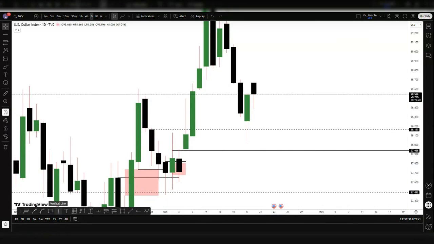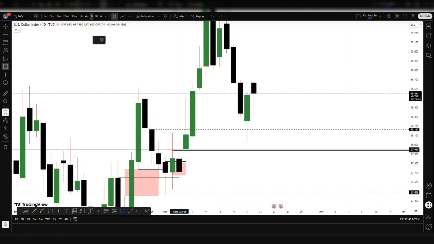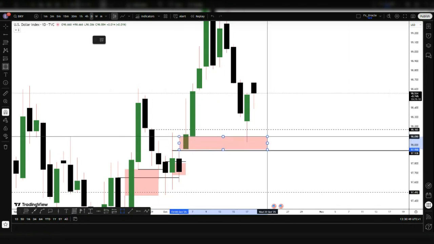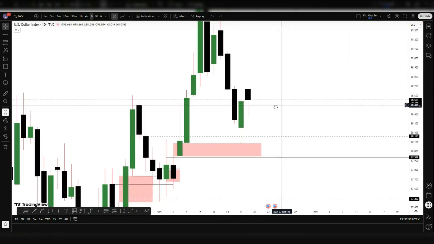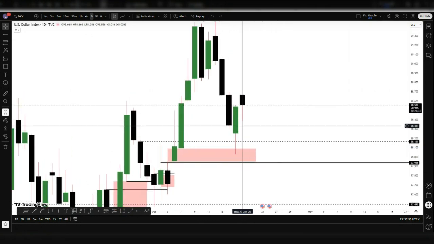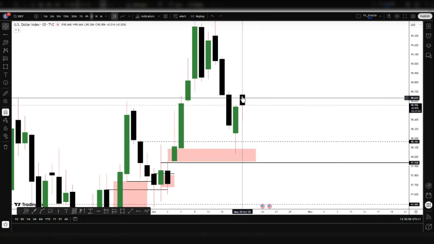I think that's a vertical line. I want to use the rectangle. So we have a bullish imbalance here from this point, which price just tapped into. That was last week Friday, and today is just Monday. And you see the rejection, see the reaction we had there, and we had a bullish move.